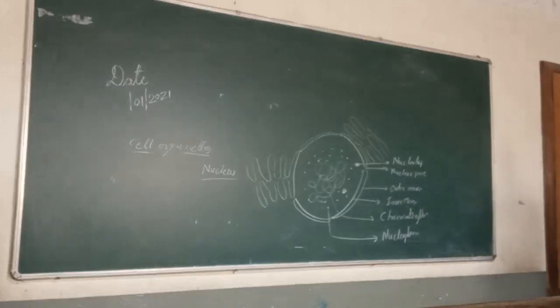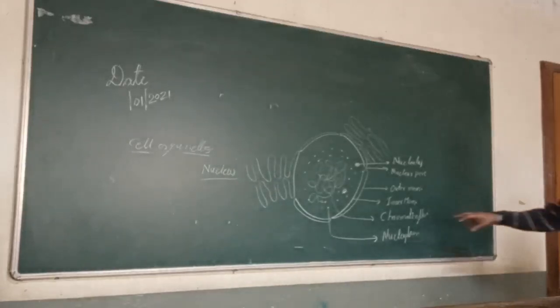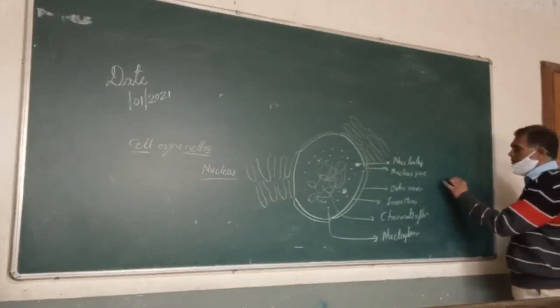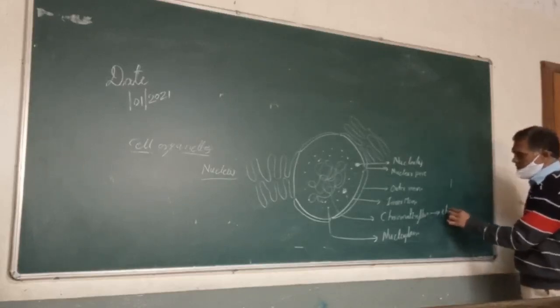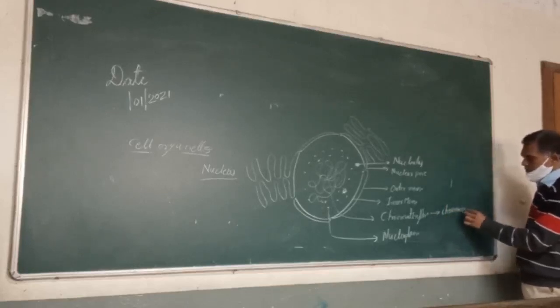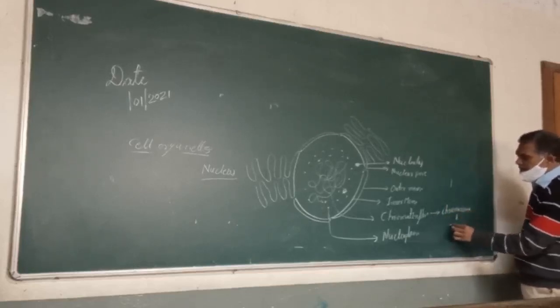The nucleus controls all the functions of the cell. That's why it is known as the brain of the cell. At the time of cell division, chromatin fiber forms chromosomes. Chromosomes are made up of DNA and protein.